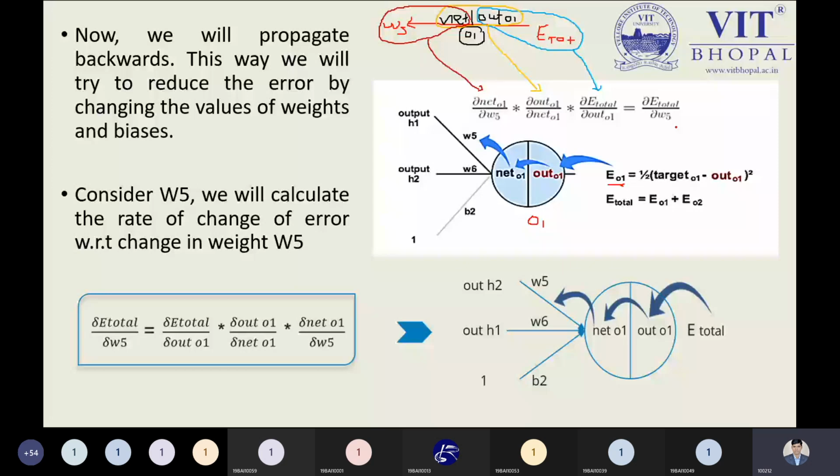Now tell me, is this portion clear? Here we are considering W5. We calculate the rate of change of the error with respect to a change in the weight W5. Is this portion clear? Tell me, because this is the most important step. Or if you want to ask anything right now, you can ask me.